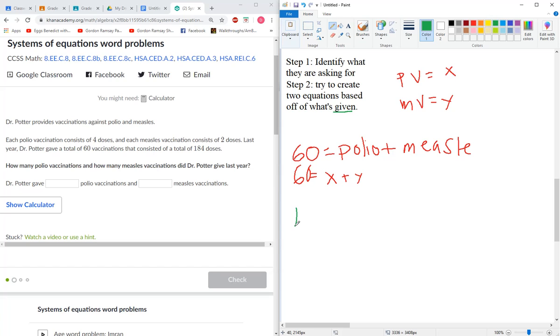Now let's do doses. I know that there are 184 total doses. Now remember, I'm starting with my totals. I'm starting with what they gave me, and then I have to figure out how I'm going to get that using what I have. So I know that I have polio doses, and I know that I have measles doses. However, for my vaccinations, is it always a 1-to-1 for polio? No. Every vaccination has 4 doses. That means for every 1 polio, for every X, I have a total of 4 doses. And for every measles vaccination, I have a total of 2 doses. And if I put them together, I should have a total of 184 doses.